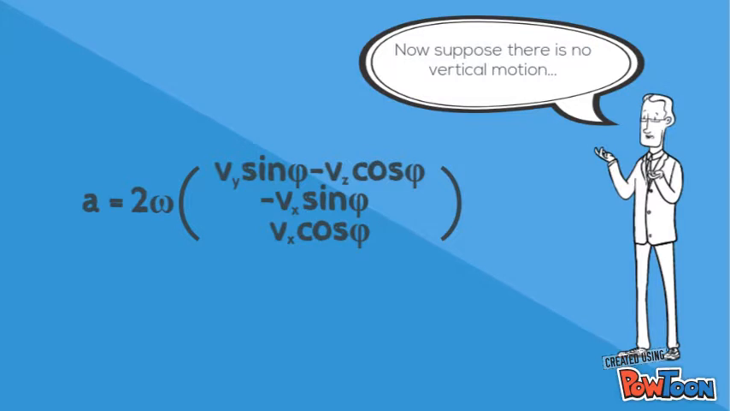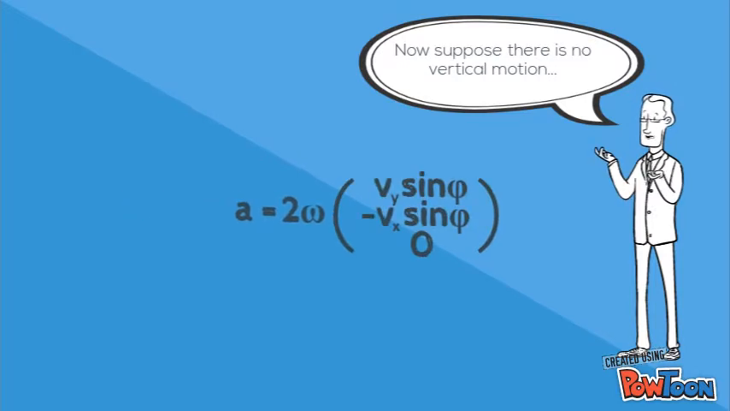Now suppose there is no vertical motion. That is, the velocity and acceleration in the z direction are zero. The Coriolis acceleration now reduces to the following. This equation shows that objects in the northern hemisphere deflect to the right, while objects in the southern hemisphere deflect to the left. Also, these deflections become stronger the closer to the poles you are. This is what you would expect, since motion near the poles has a greater effect on your distance from the axis of rotation.